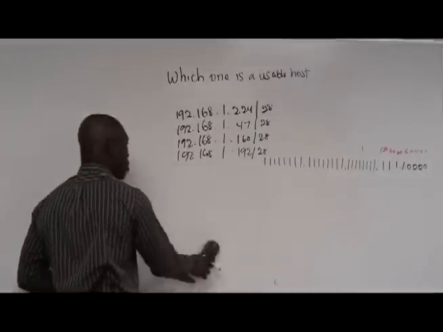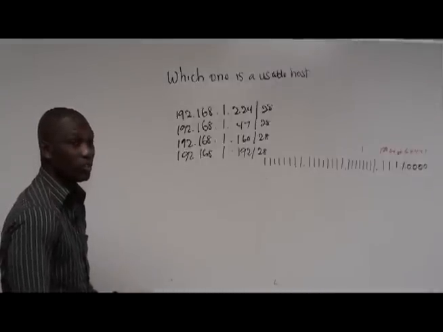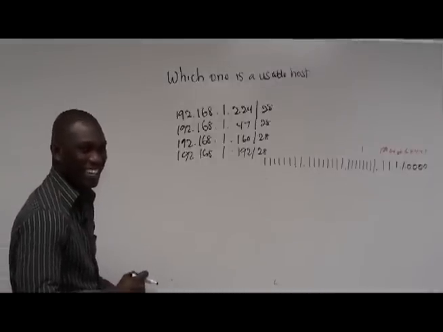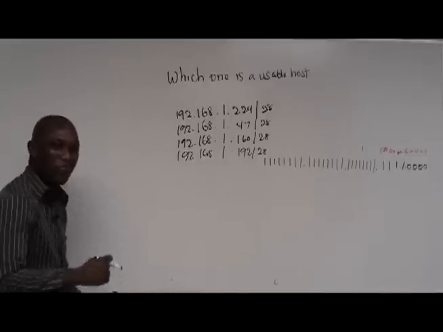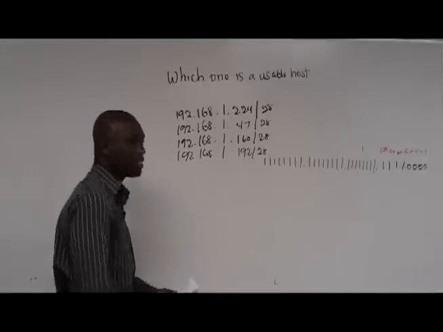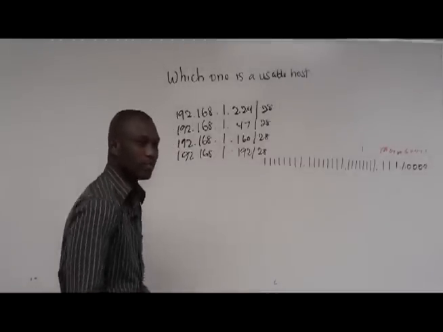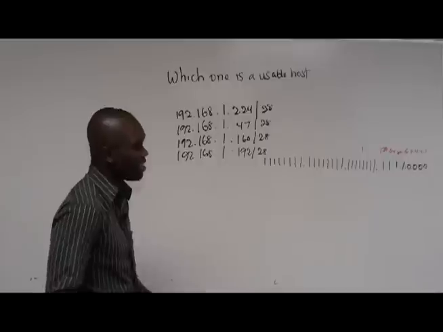Now your task is to find out which one here is a usable host. You're going to hammer this down. You're going to make sure that you all understand this thing. Muscle it down. You understand? I'm telling you, we have to understand this stuff. What's the first thing we'll do here? To find out the magic number.